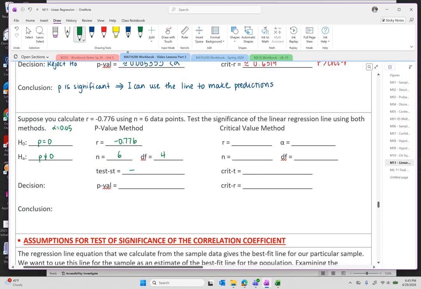So negative 2.46, it had some other decimals here. The p-value was approximately 0.07. It was, with more accuracy, 0.069644. This p-value is greater than alpha. I fail to reject the null hypothesis.